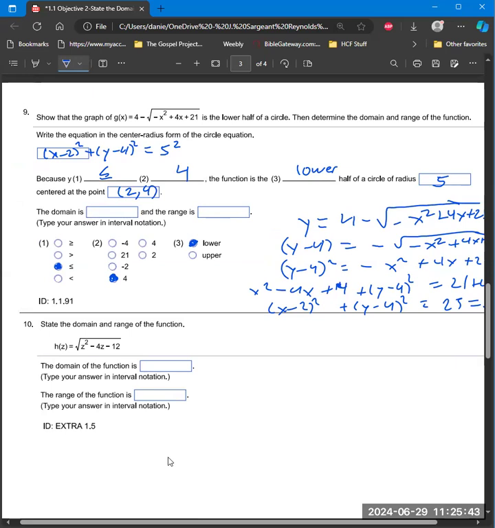2 minus 5 is going to be -3. 2 plus 5 is going to be 7. 4 minus 5 is going to be -1. And 4 plus 5 is, now we're just the lower half, so we're going to just go up to 4 here, because we're the lower half of this circle.